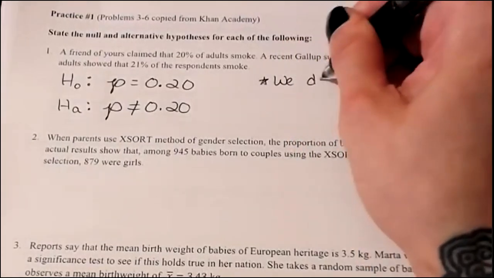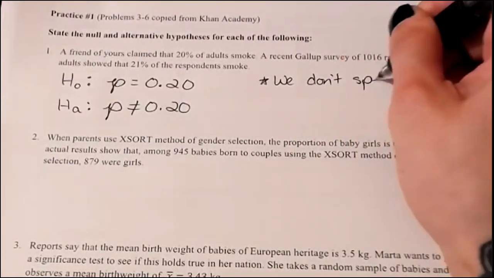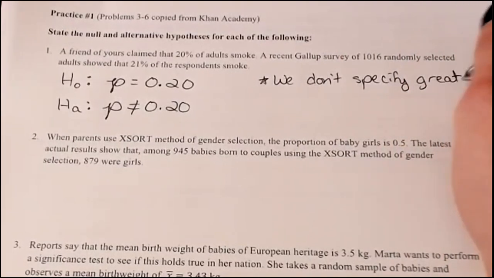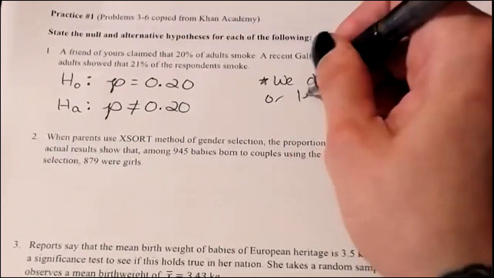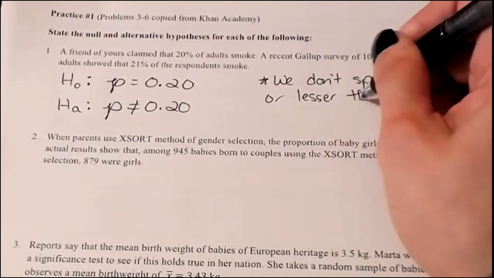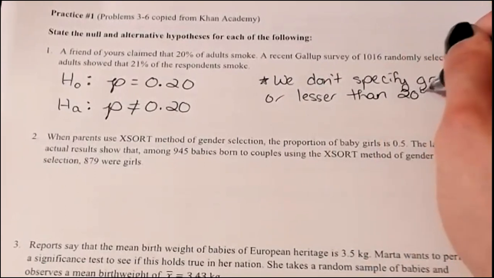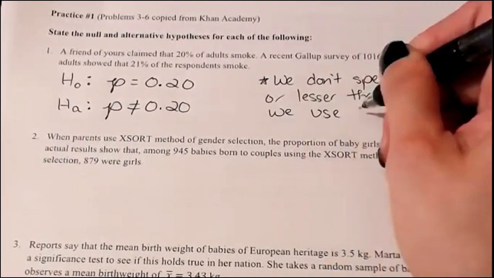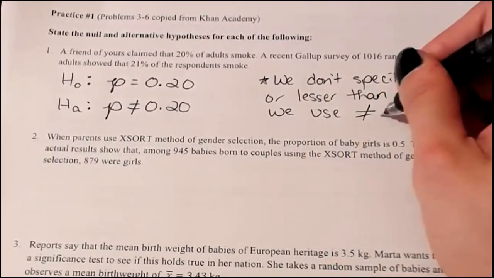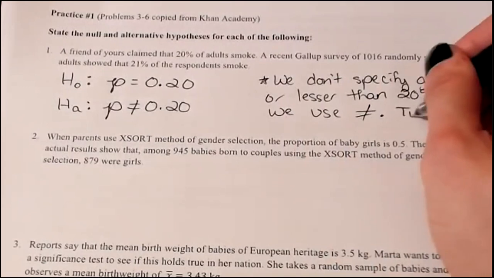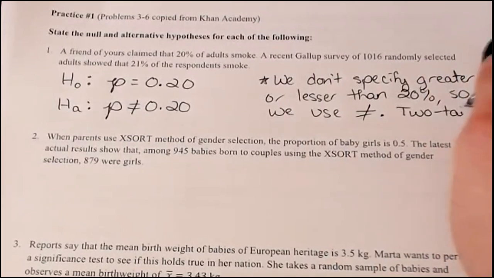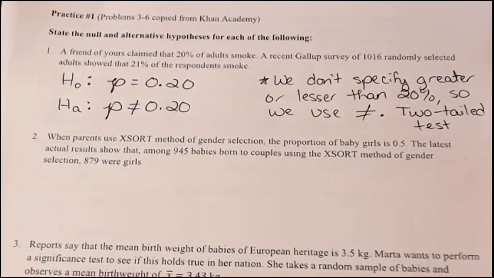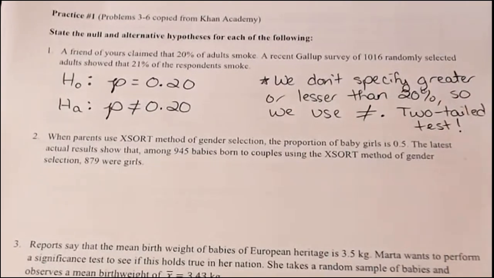We don't specify greater or lesser than 20%. So we use not equal to. This implies we have a two-tailed test. This will come into play later on. So it's helpful to note what kind of test we have.